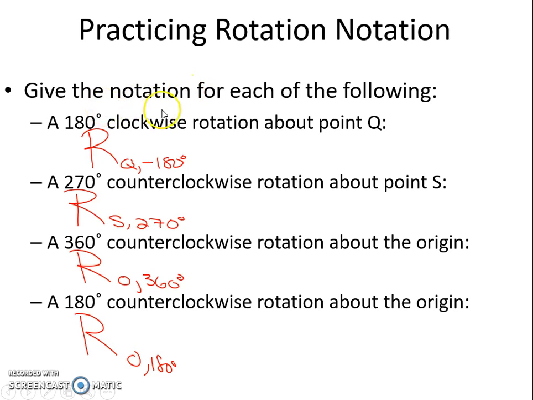So practice: give the notation for each of the following. Rotation at point Q, you write Q here, clockwise, negative 180. Rotation at point S, 270, that's counterclockwise. Rotation at origin, 360, counterclockwise, because counterclockwise is positive. Rotation at origin, 180, counterclockwise, that's positive also.